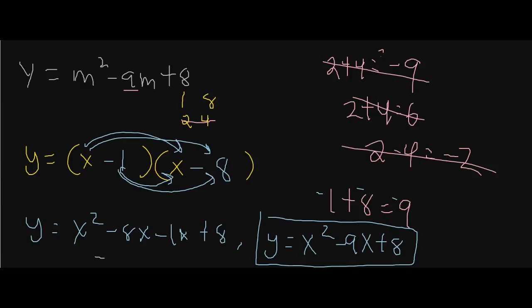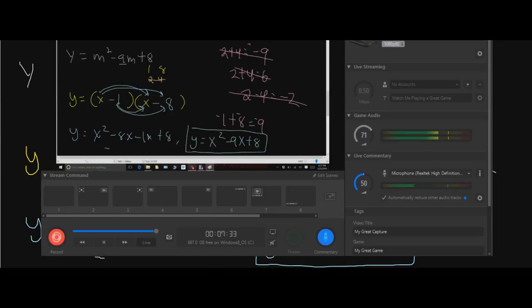And voila, we have finished going from general to factored form. Again, you could use the quadratic formula and you'll get your two roots and you can put it back into factored form. All right. Thank you.